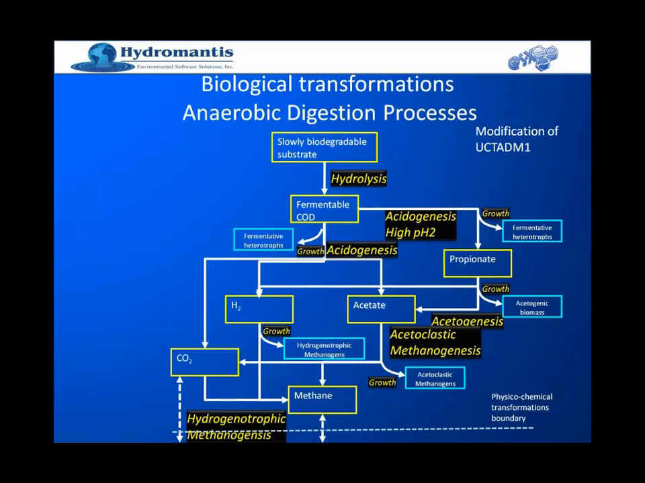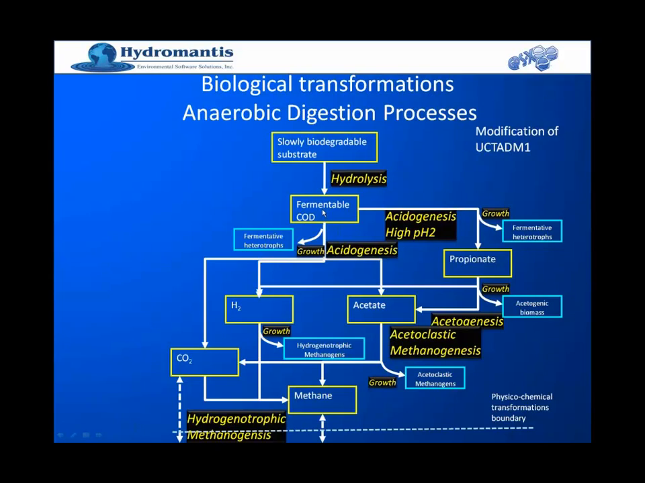And the anaerobic digestion processes which are used in the model are based on the UCT ADM1 model, which I mentioned before. So in this particular model, this is a little bit of a simplification of the anaerobic digestion model number 1. The simplification comes from the fact that the slowly biodegradable substrate is not divided into proteins, carbohydrates, and lipids, but is considered as a composite slowly biodegradable substrate, which is hydrolyzed to produce fermentable COD, and then it is used up by different bacterial groups.